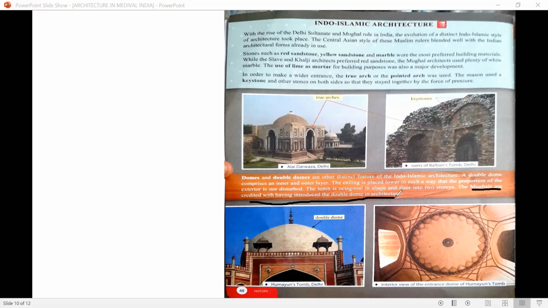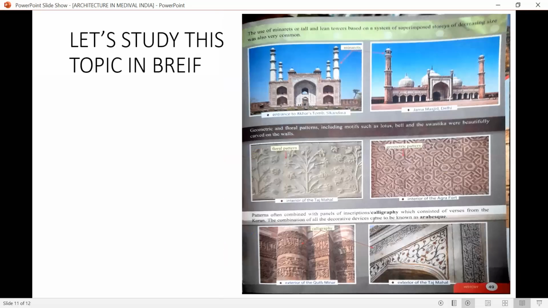Obviously, the interior would be a little bit down inside. So over here we can see the interior would be like this, and the double dome will be upwards, heading towards the sky. Okay, so over here we can see the domes and the double domes. Let's go to the next slide, which helps us understand more about the designs of these types of domes and double domes.